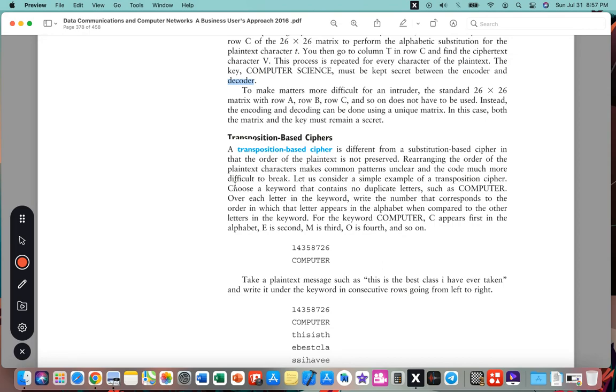Transposition-based cipher is different from substitution-based cipher in that the order of the plain text is not preserved. Rearranging the order of the plain text characters makes common patterns unclear and the code much more difficult to break. Let us consider a simple example of a transposition cipher. Choose a keyword that contains no duplicate letters, such as computer. Over each letter in the keyword, write the number that corresponds to the order in which the letter appears in the alphabet when compared to other letters in the keyword. For example, in computer, C appears first in the alphabet, E is second, M is third, O is fourth, and so on.